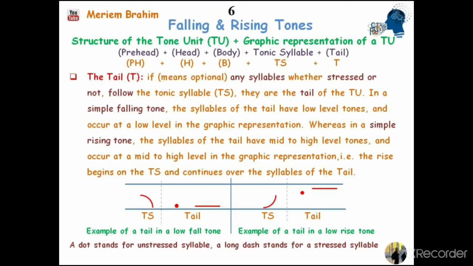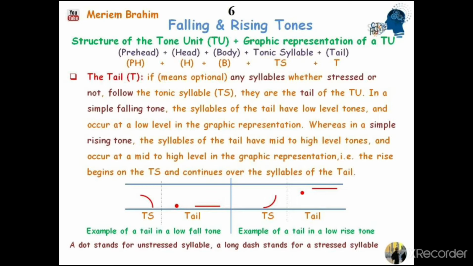In a simple falling tone, the syllables of the tail have a low level. It means they occur at a low level in the graphic representation. Whereas in a simple rising tone, the syllables of the tail have a mid to a high level. I mean, they occur at a mid to a high level in the graphic representation.